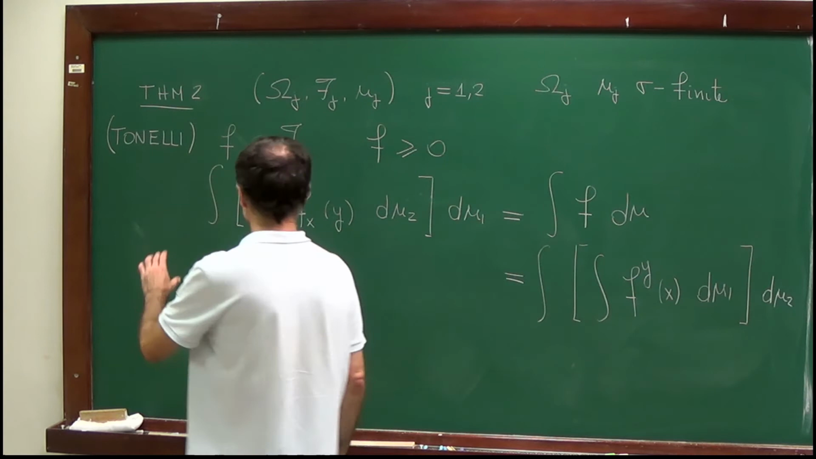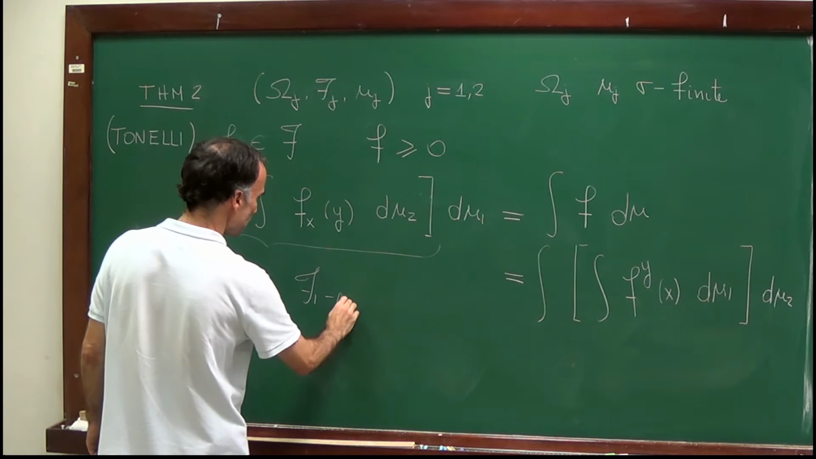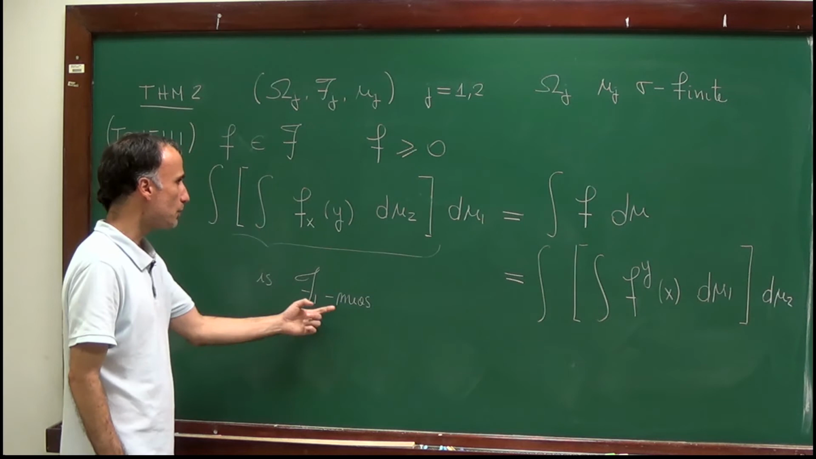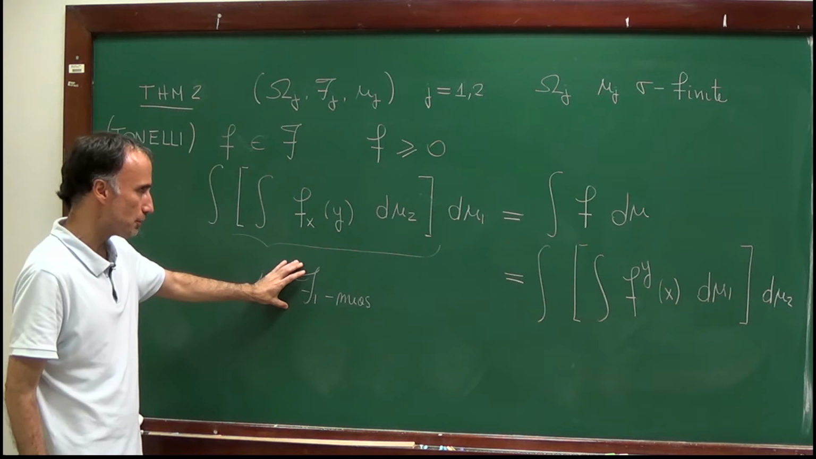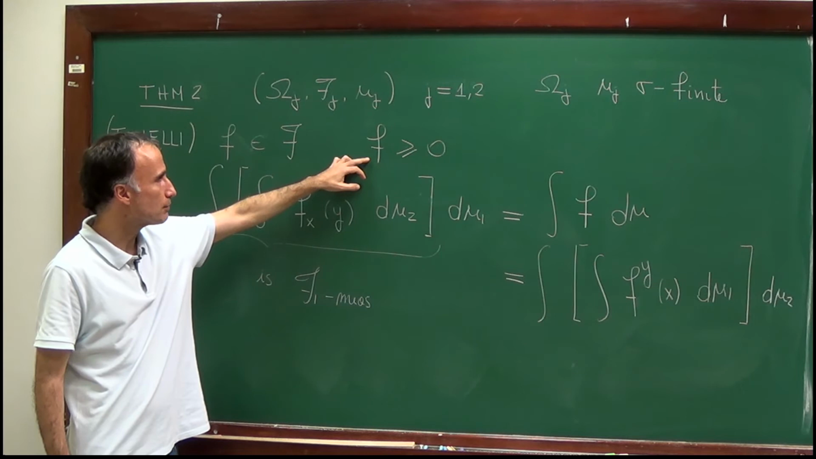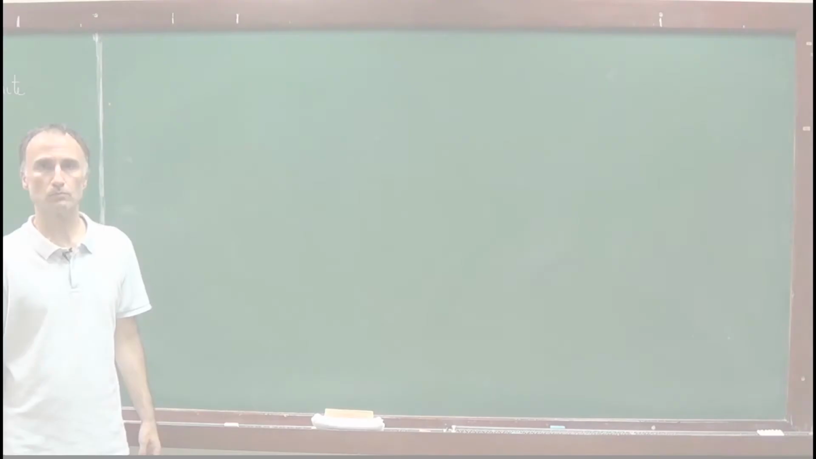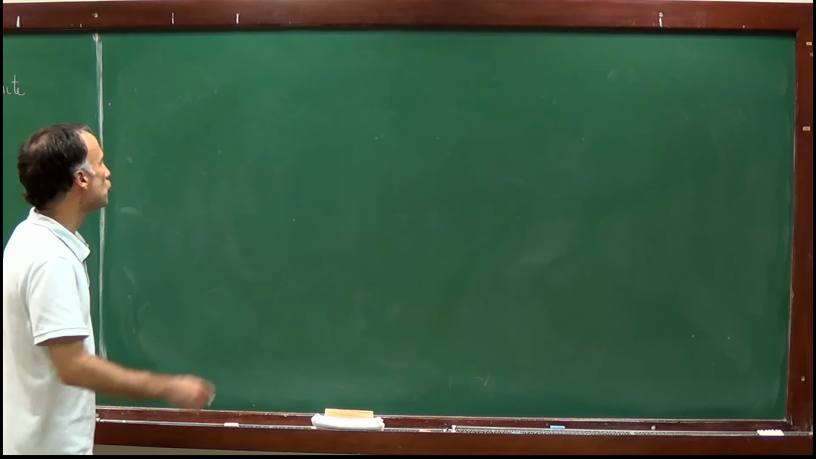The first one is that this function here is F1 measurable, and that the integral of this non-negative F1 measurable function with respect to mu1 is equal to this integral. So we have to prove the measurability, and then we have to prove the identity. And we will do that by considering first f as an indicator, then as a simple function, and finally passing to the limit and proving this identity for all non-negative functions. So, proof of Tonelli's theorem.